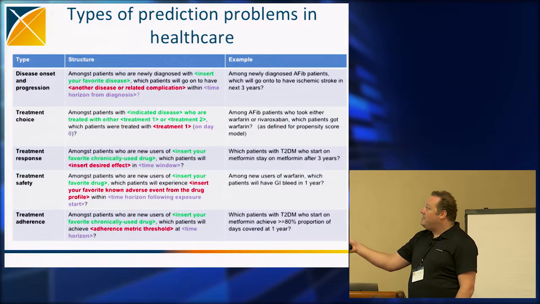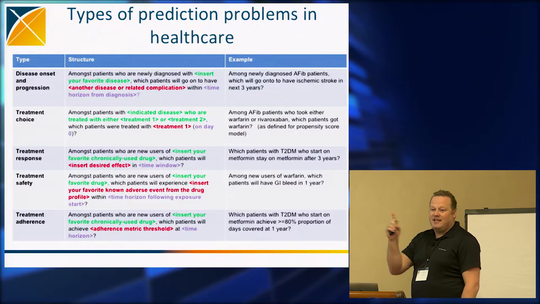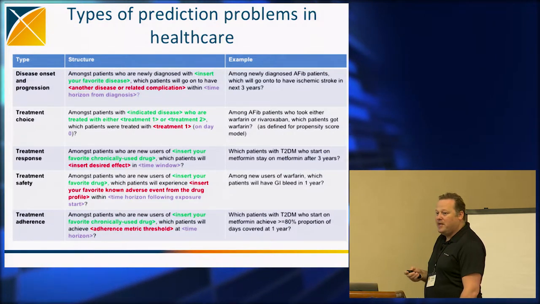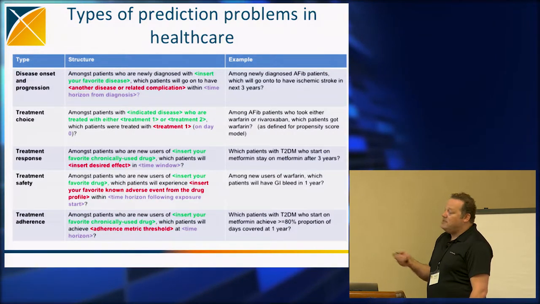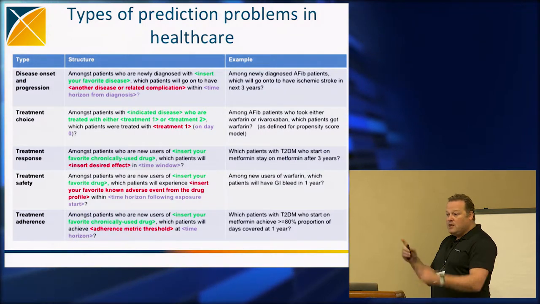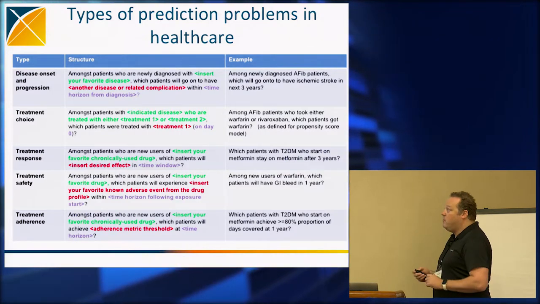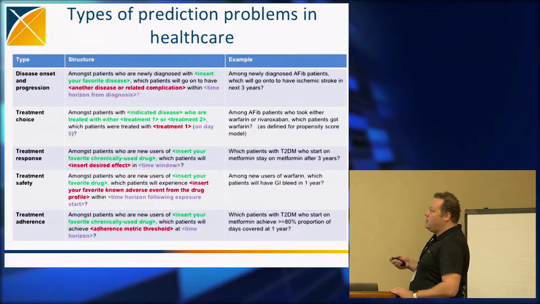So here the T is the AFib patient, or the date that he gets the diagnosis of atrial fibrillation. And the outcome is the ischemic stroke. So that's the T and the O in this example. And the time at risk is 3 years.